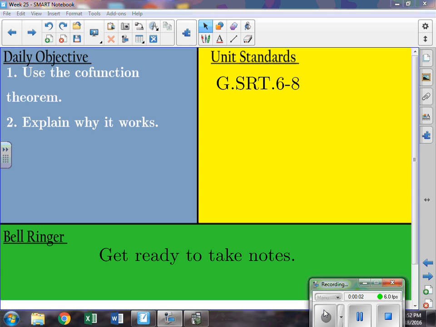In this video, we are going to discuss similarity in right triangles, standard number 7, which is basically about the cofunction theorem. You will need a calculator for this video, and basically, we have two objectives. Number one, use the cofunction theorem, and number two, explain why it works.